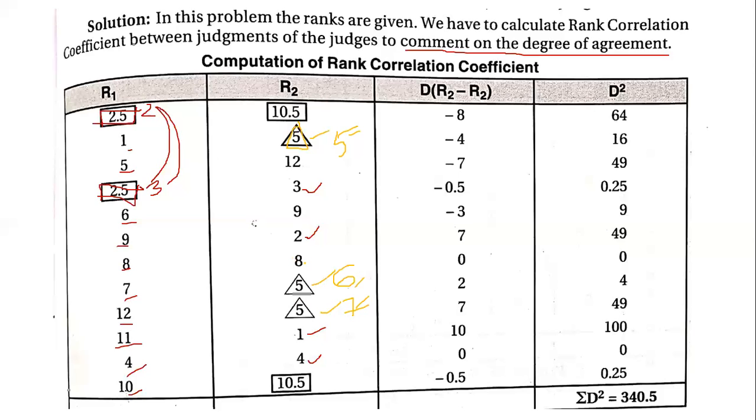Then after 5th rank, next will be 8th rank. Okay, 8th. Then you will have 9. Then you will have 10. If you see 10th rank, again it is repeated. So that is 10.5 and 10.5. So this will be 10th rank and this will be 11th rank. So 10 plus 11 by 2 will give you 10.5. So that is your 10th and 11th rank. Then you have 12th rank.